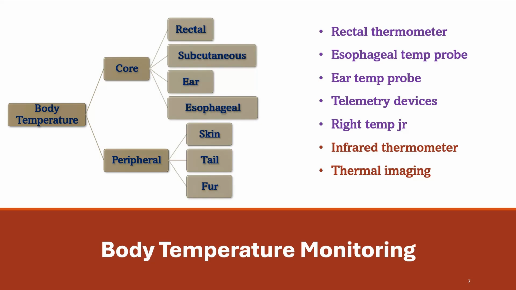So, to measure the core body temperature, the rectal temperature is most important. The second most important is the esophageal temperature, where the esophageal probe is brought down to the level of the heart so as to get the closest proxy to the core body temperature of the animal.